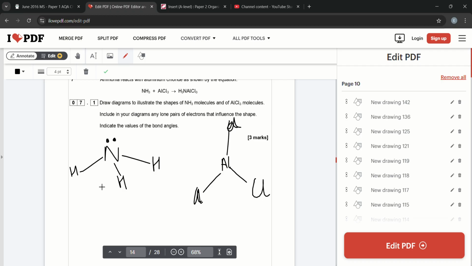Now the bond angles. Well, for NH3, because it's got a lone pair of electrons, it's going to be 107 degrees. 107 degrees. And for AlCl3, 120 degrees of bond angle.